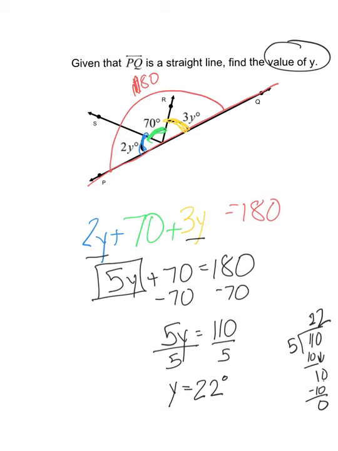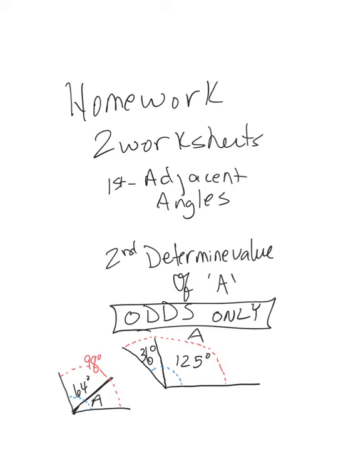If you have any questions, ask. All right, homework. You have 2 worksheets for your homework. One of them has adjacent angles at the top, and that's the one, like in the beginning, where you're identifying adjacent angles. So, is it adjacent? Yes or no? The second worksheet says determine the value of y. Only do the odd problems. Okay, and they look like what I've drawn here.